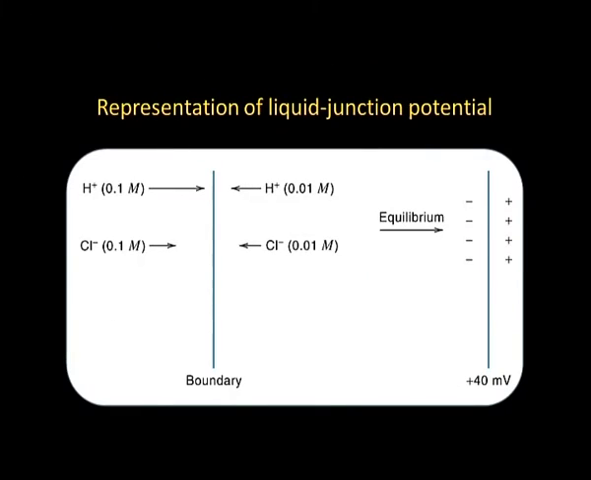Let us now consider how we can represent liquid junction potential. Here we have a boundary, and on one side we have 0.1 molar HCl, and on the other side we have dilute HCl, which is 0.01 molar. Now, in this case, at equilibrium we can see, say at plus 40 millivolt, all negative ions are accumulated on one side of the membrane and all positive ions are collected on the other side of the membrane.